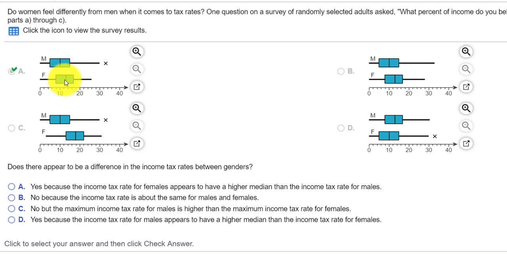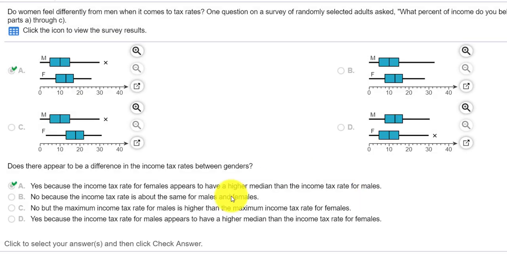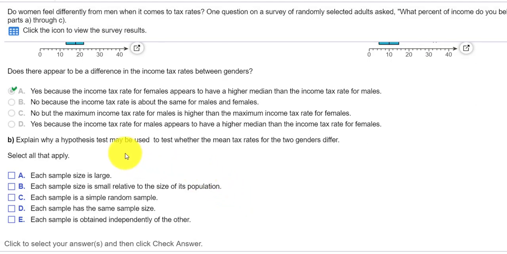Next, it says, does there appear to be a difference? Well, it looks like the female median tax rate is a little bit greater than the male. So I'll say yes, because the female appears to be higher than males, right? See the straight line: males is below 10, females is above 10. Check answer, looks good. Then it says explain why a hypothesis test may be used.